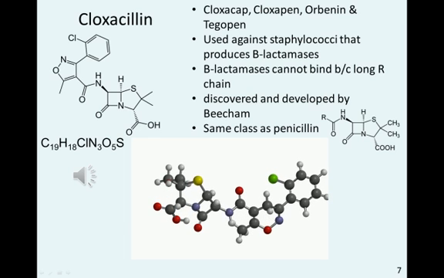Cloxacillin. It is used against staphylococci that produce beta-lactamases. It was discovered and developed by Beecham. It is in the same class as penicillin.